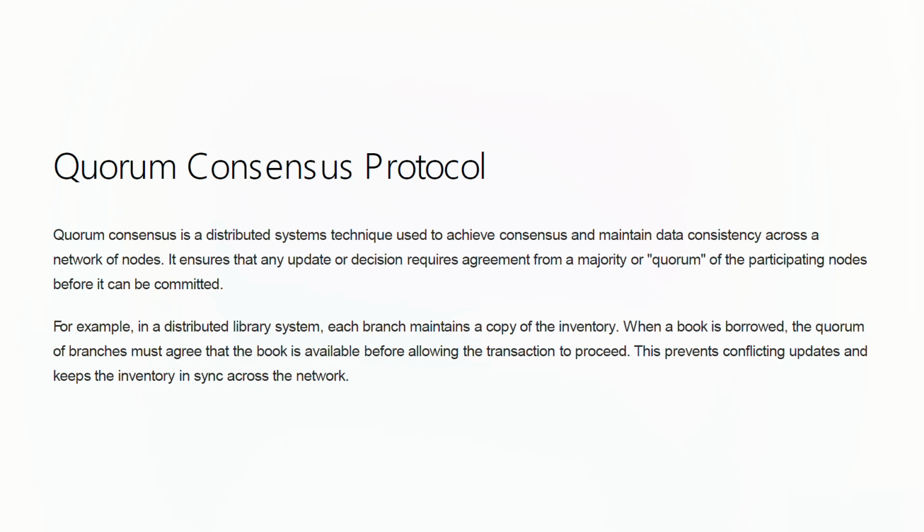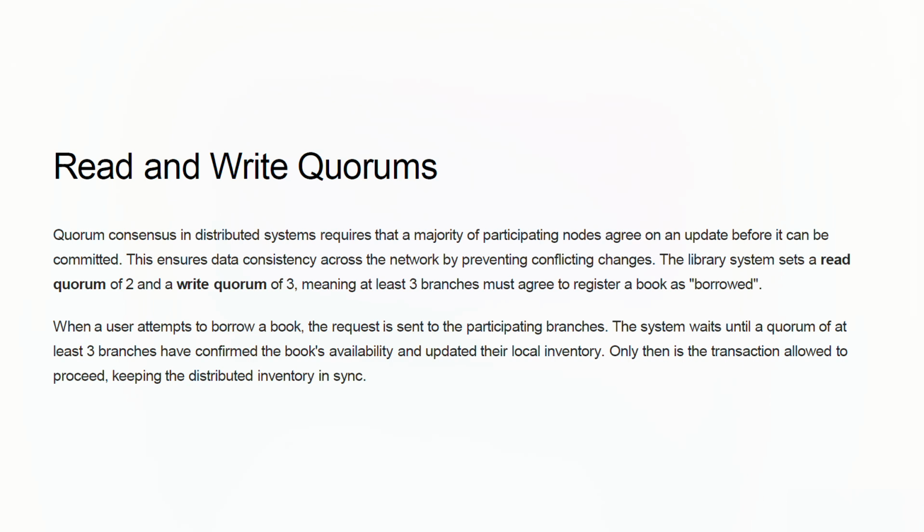Read and write quorums. In quorum consensus, we have two types of quorum requirement, read and write quorum. Each of these determines how many nodes need to confirm an operation before it can complete. A read quorum specifies the number of nodes that need to agree before a read operation is allowed to access the data, while a write quorum defines the number of nodes required to approve a write operation.